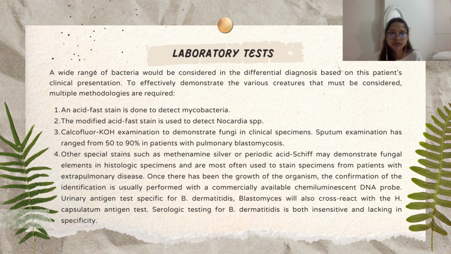Sputum culture has a good yield, and bronchial washings culture in pulmonary blastomycosis patients approaches 50 to 90%. And following the growth of the organism, a commercially available chemiluminescent DNA probe is frequently used to confirm the identification. Although a particular urine antigen test for B. dermatitidis is not available, Blastomyces is known to cross-react with the H. capsulatum antigen test, which could be helpful in the clinical setting. And B. dermatitidis serologic testing, however, is both insensitive and non-specific.